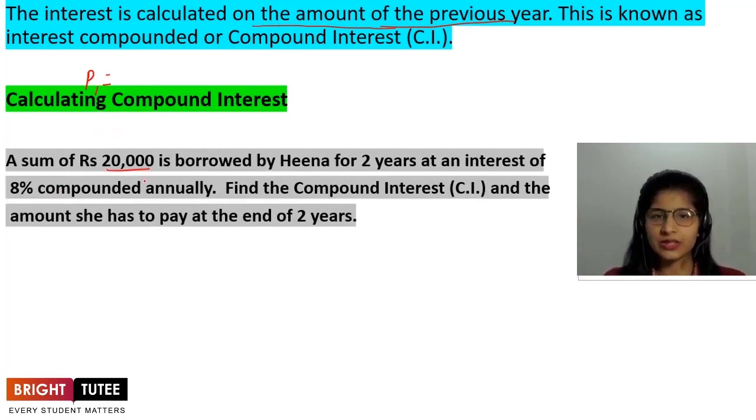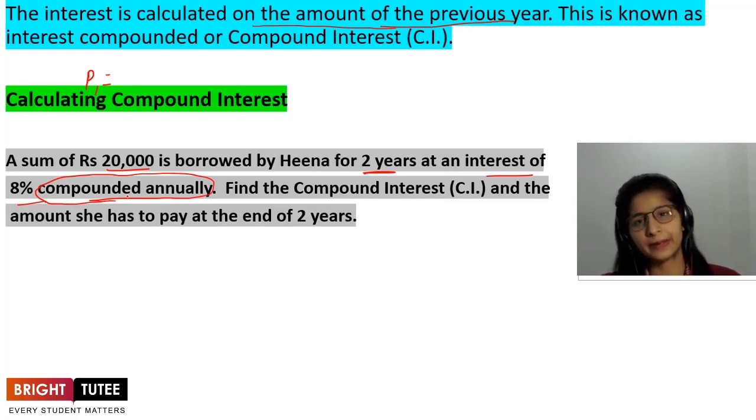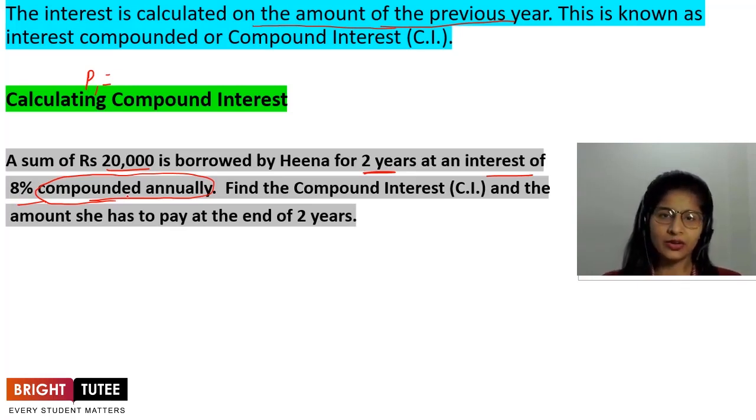The principal is 20,000 and it is borrowed by Hina for 2 years. A sum of rupees 20,000, that means this is the principal, is borrowed by Hina for 2 years at an interest of 8% compounded annually. Read this word carefully. Compounded annually means in the second year, when we find out the interest, it is going to be on the amount, not on the principal. Clear? Find the compound interest and the amount she has to pay at the end of 2 years.